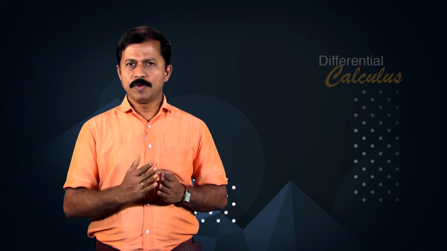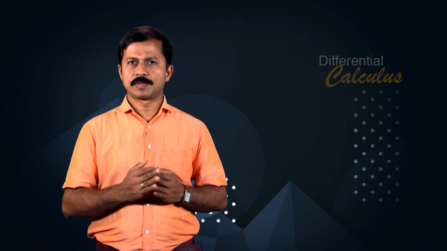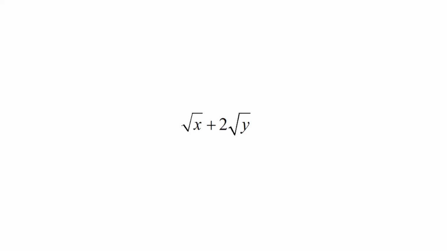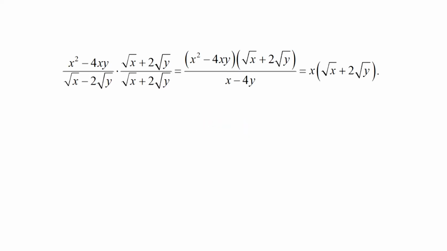However, if we multiply the numerator and denominator by the conjugate expression square root of x plus 2 times square root of y, we obtain x square minus 4 x y by root x minus 2 root y times root x plus 2 root y by root x plus 2 root y, which is equal to x square minus 4 x y times root x plus 2 root y, all divided by x minus 4 y, which is equal to x times square root of x plus 2 root y.